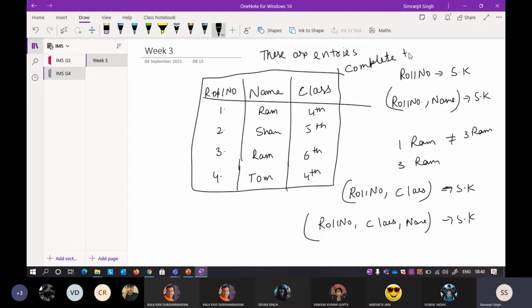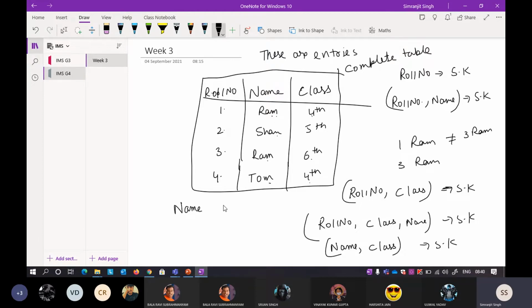From this complete table, because the entries are very few, I can easily see that if I combine name with class, it can also identify a unique entry. Name with class: Ram fifth, Ram fourth, Ram sixth, Tom fourth, and Sham fifth. These are all different entries, and they are not conflicting with each other. But provided these are the only entries in the table, I can easily look it up.